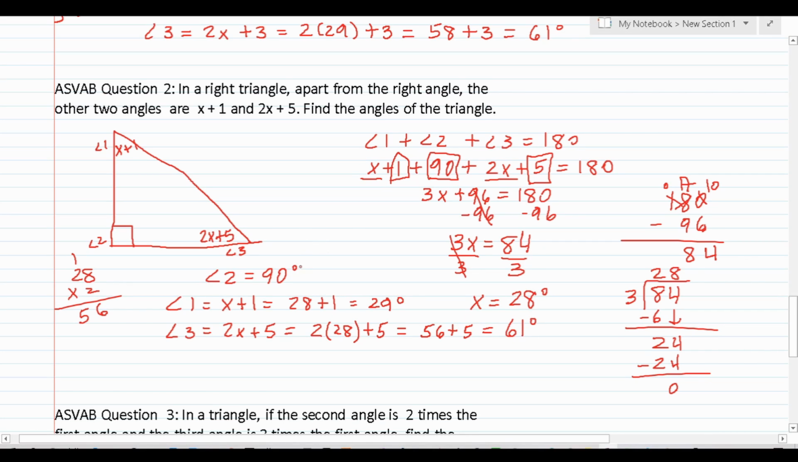And again, if we take a look, if we add 29 and 61, that's 90. Plus 90 is 180 degrees. So we're pretty confident we did our work correctly in this case. Okay, so that's that one. Again, a different variation of the first problem. In this case, you had to know that in all right triangles, there's an angle that's 90 degrees. We haven't discussed that yet, but I think it's pretty obvious.